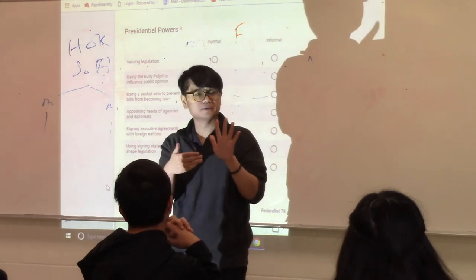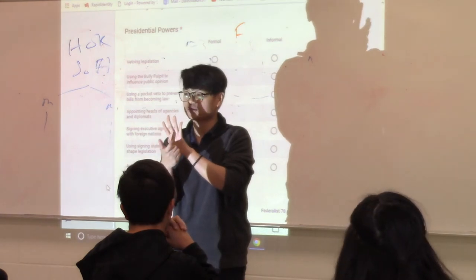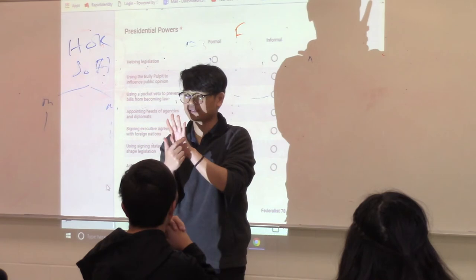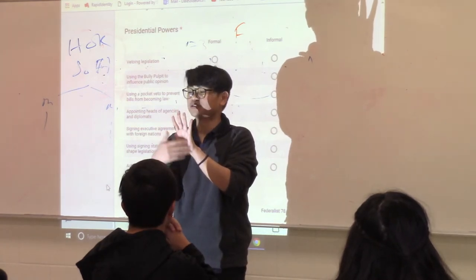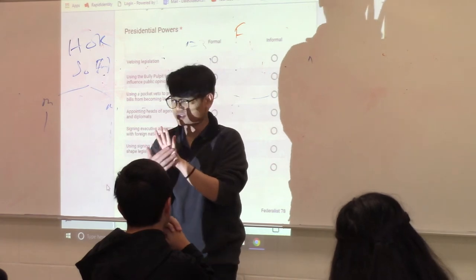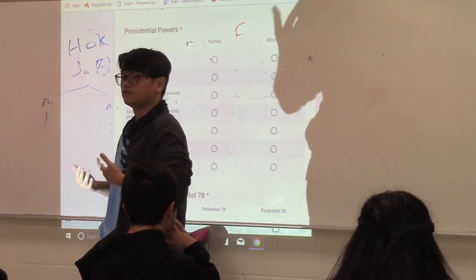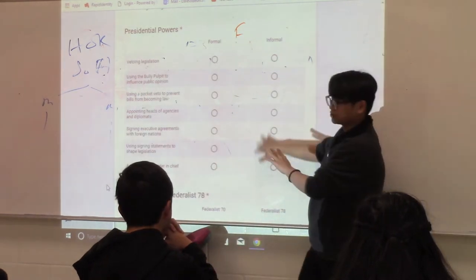Persuasion would be bully pulpit, usually. The last one has to do with foreign affairs. It's not an executive agreement. You can send troops without what? Without a congressional declaration of war. So those five, if you remember them, the rest of the president's powers would be formal. Make sense? This might be on your test, so make sure that you know this.